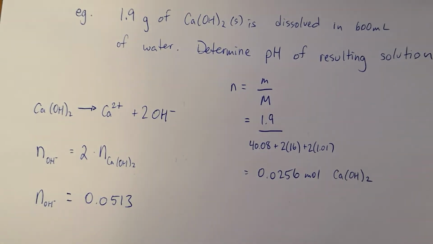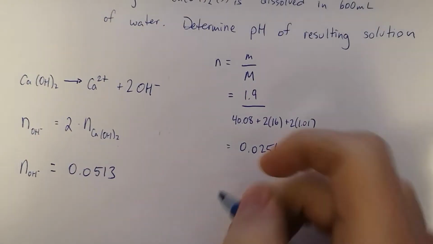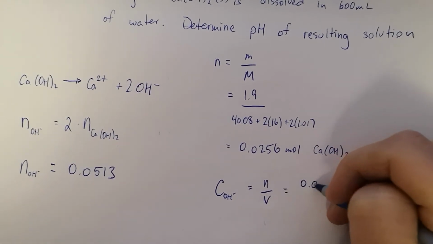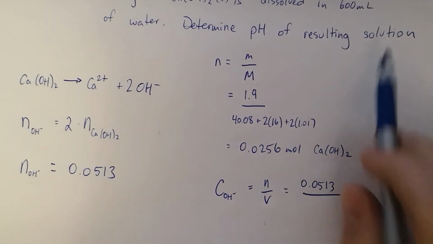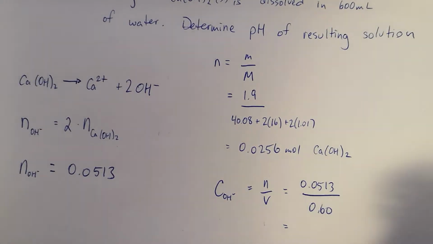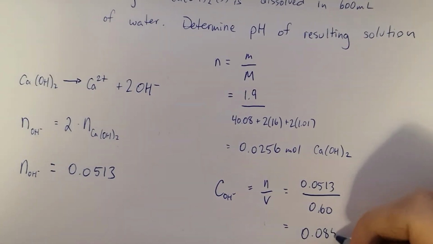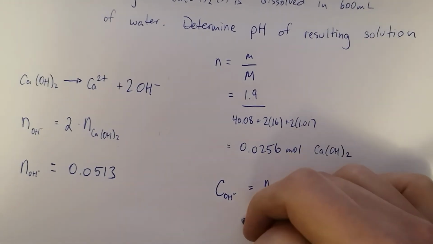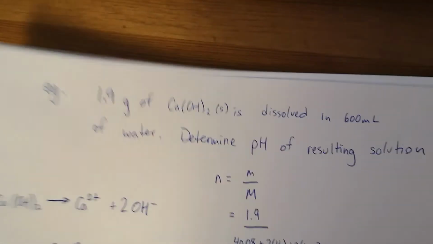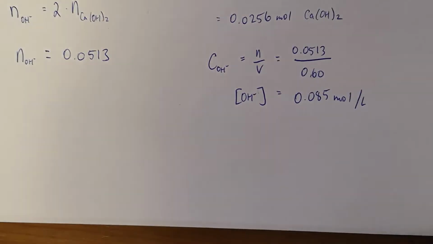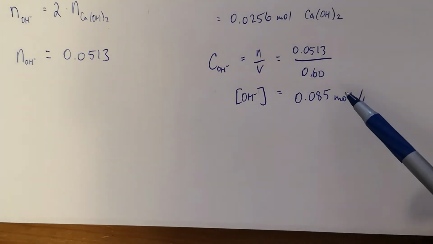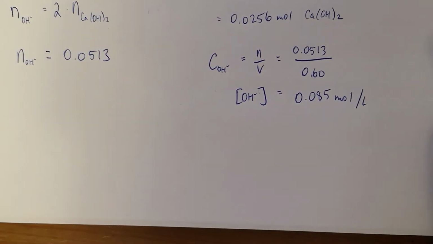All right, so now we can find the concentration of hydroxide. Okay, it was 600 mL, so it's 0.6 liters. Once we have that, we're pretty much ready to go. We're finding the pH, and we need the hydroxide concentration for that, or we could find the pOH and then subtract that from 14.